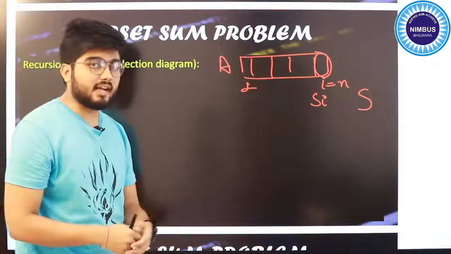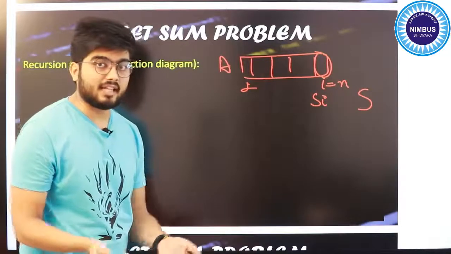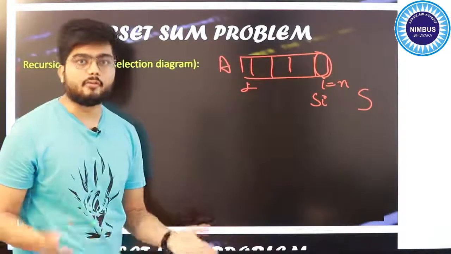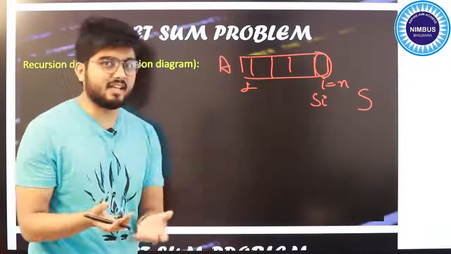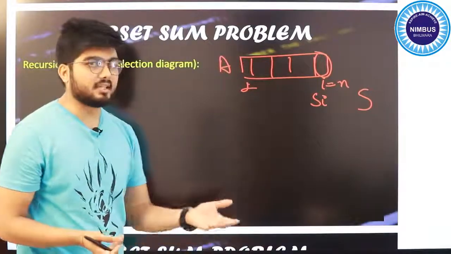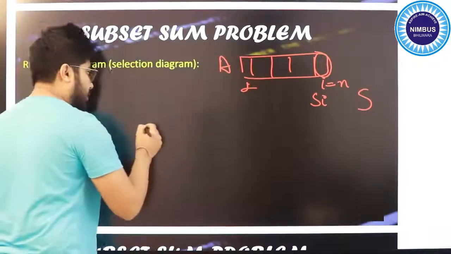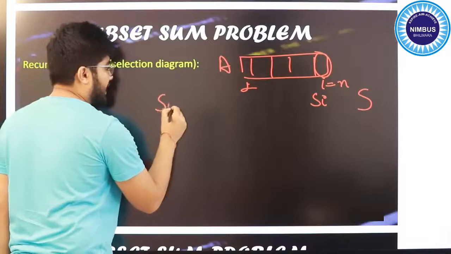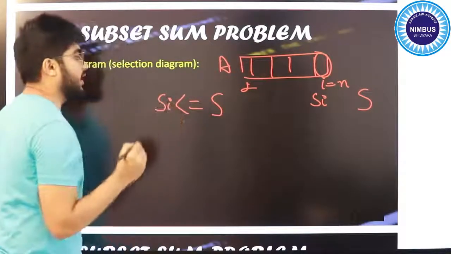And if the value of s of i is greater than the sum that you are trying to find, then can you include that into your answer? Obviously not. सीधे साधा बोलूँ तो तुम्हें find करना है 5 and the value is 10. Can you include that in your answer? Obviously not. So the very first condition is basically your s of i should be less than or equal to the sum that you want to find.